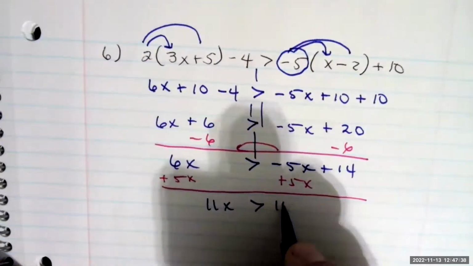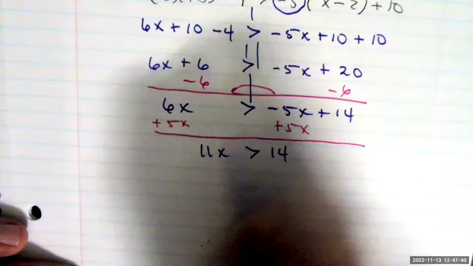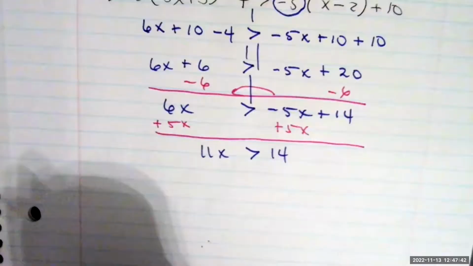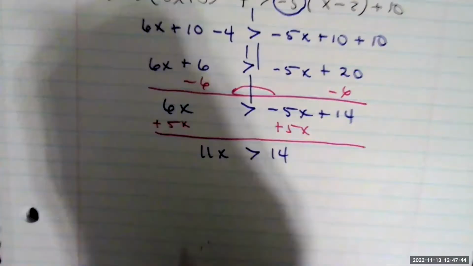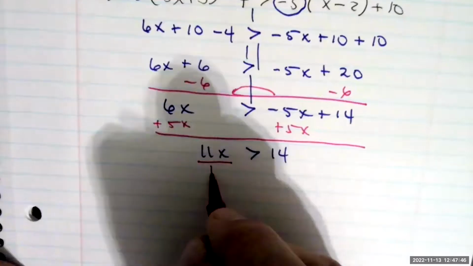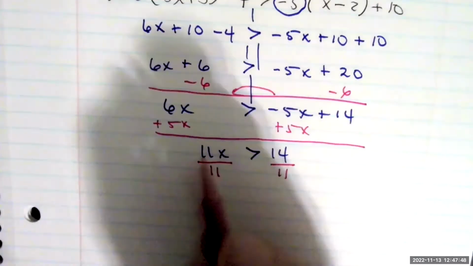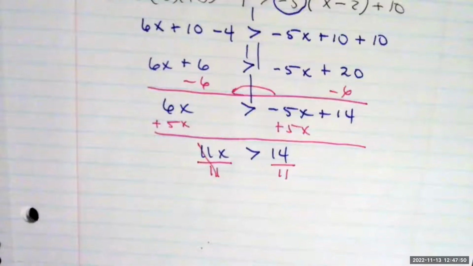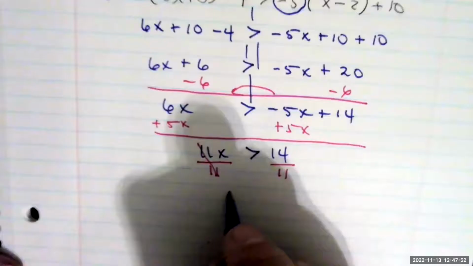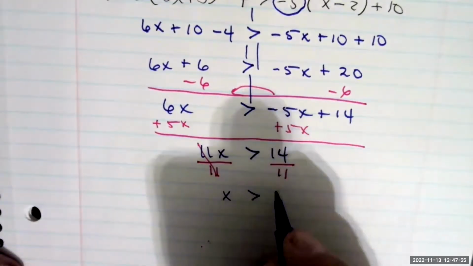And we have 14 over here. All right, so what's my variable? It's x. And what is being done to x? It's being multiplied by 11. The opposite of multiply by 11 is divide both sides by 11. These 11s cancel out. So x is greater than 14 over 11. Now, we're going to leave this as improper for right now.